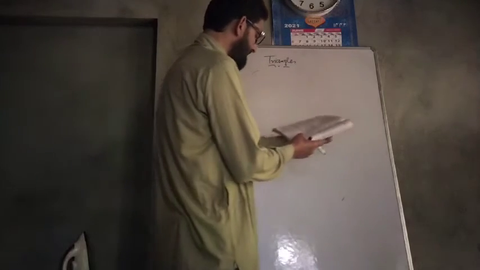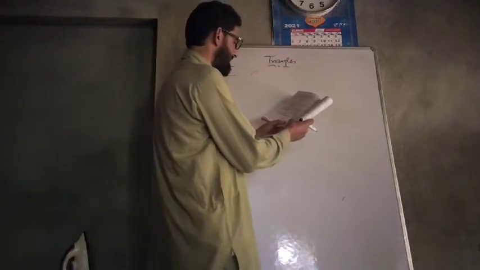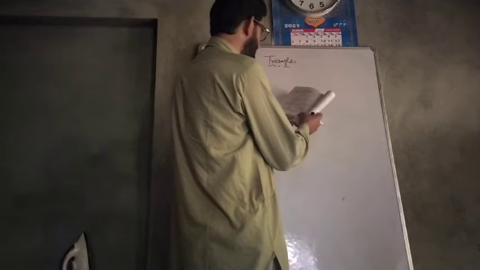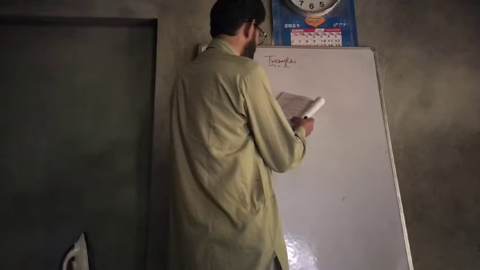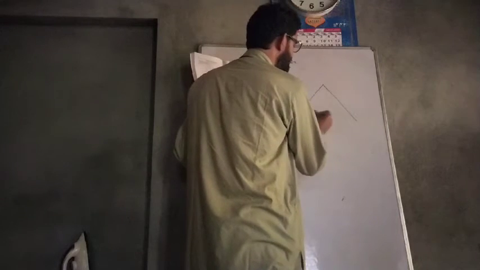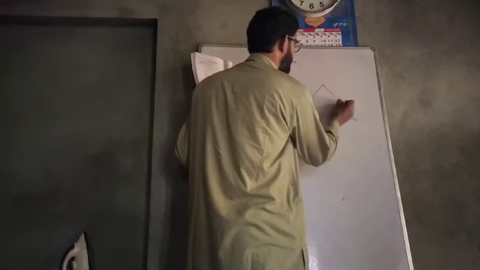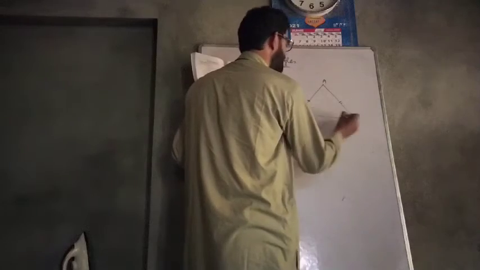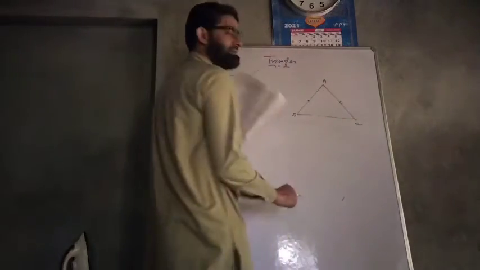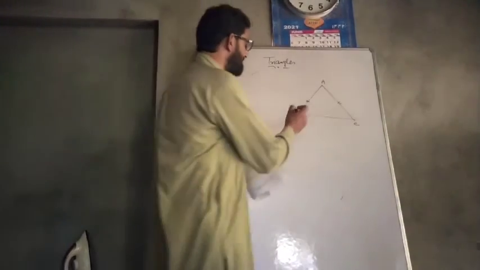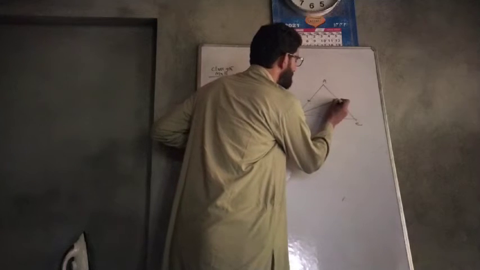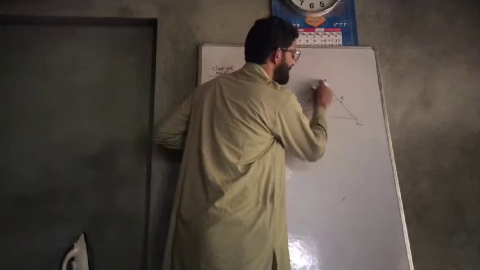Question number 3 is: ABC is an isosceles triangle, in which altitudes BE and CF are drawn to sides AC and AB respectively. Show that altitudes are equal. Now this is a triangle, and it is given that this is an isosceles triangle. This is ABC and AB is equal to AC. We have to prove that BE and CF are altitudes. BE is perpendicular to AC, and CF is perpendicular to AB.